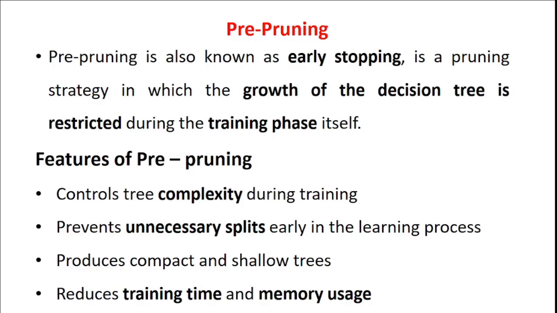So as an outcome, what will happen in pre-pruning? Pre-pruning controls tree complexity during the training phase. It prevents unnecessary splits early in the learning phase itself, and as an outcome, it produces a compact and shallow tree. So it reduces training time and memory usage too.